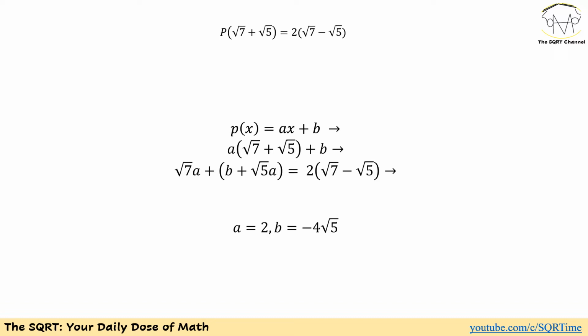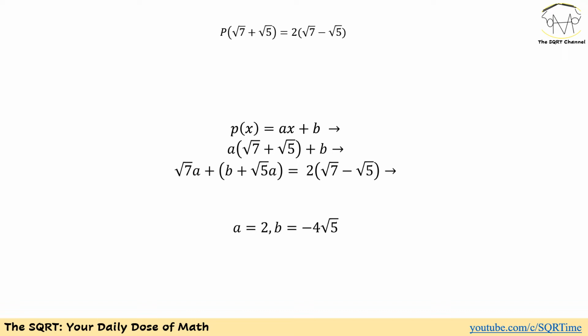To be able to solve this problem, we are going to start with what we know from the original problem. It said that polynomial P should be of minimum degree. So what we need to start with is basically P(x) is going to be ax plus b. This is going to be a polynomial of degree 1. If so, then for the polynomial, square root of 7 plus radical 5 needs to give 2 times radical 7 minus radical 5. So we are going to apply that and use this value for x.